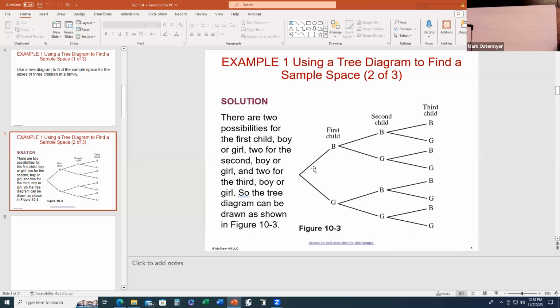So if we follow the branch that leads to our first child as being a boy, and then follow the second branch, which leads to the second child being a boy, and follow the third branch that leads to a third child being a boy, one possible outcome would be having all boys. So boy, boy, boy. Or we could have a boy on the first child, a boy on the second child, and a girl on the third child. So we could have a boy, boy, and girl.